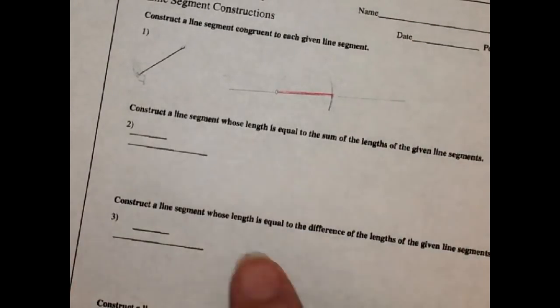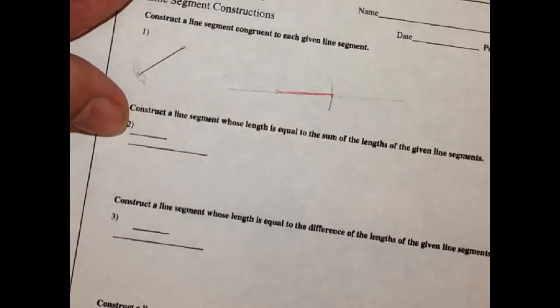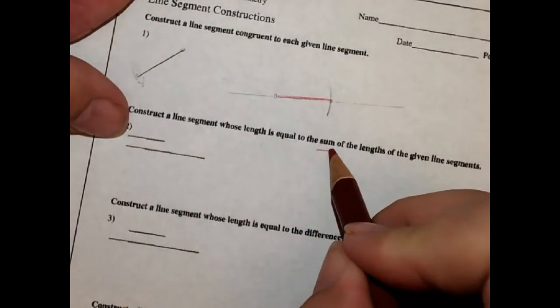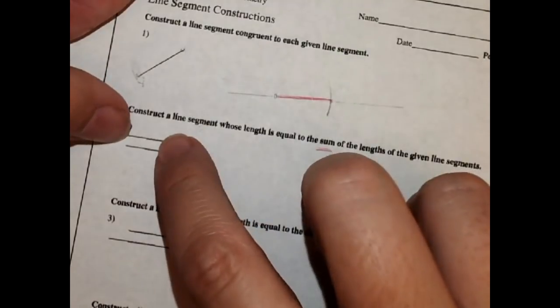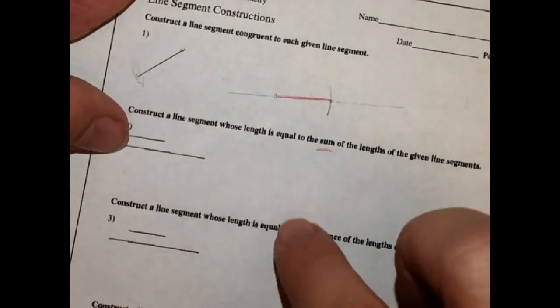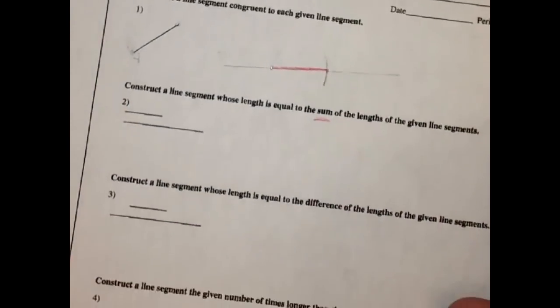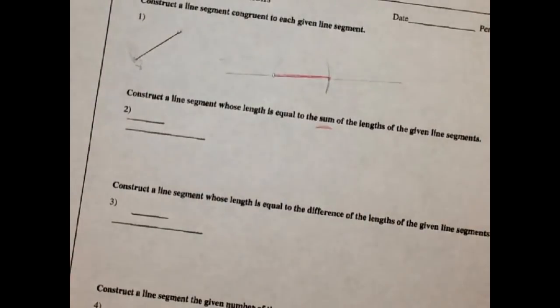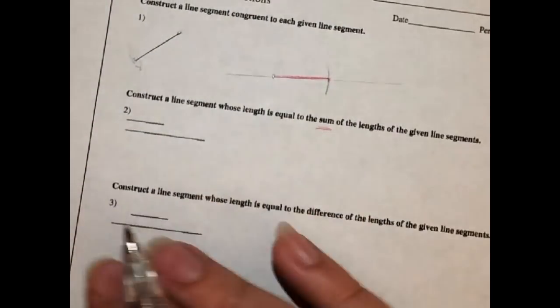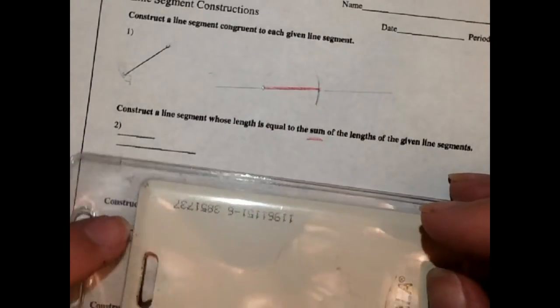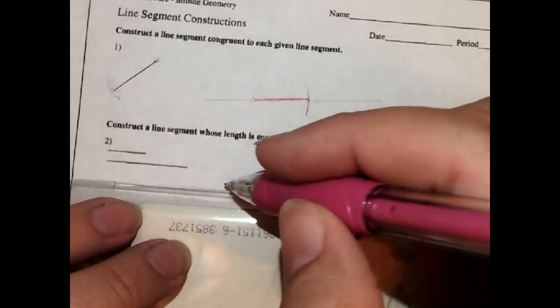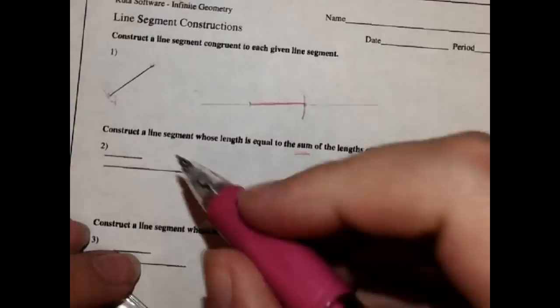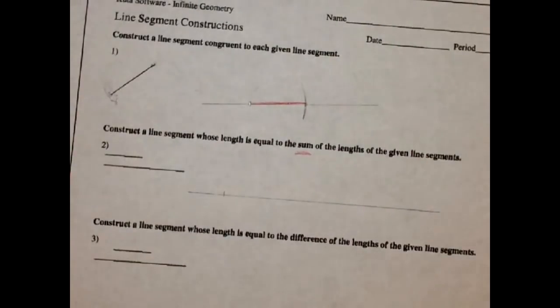So now we're going to do one where it's the sum of these two pieces. The sum means I'm going to do this one and this one added together on a line. So we're going to use the exact same technique as before, we're just going to do two lengths there. So draw a line out that you're going to put them on. Put a point to start. Measure the first line.